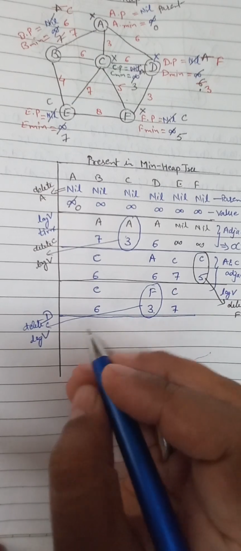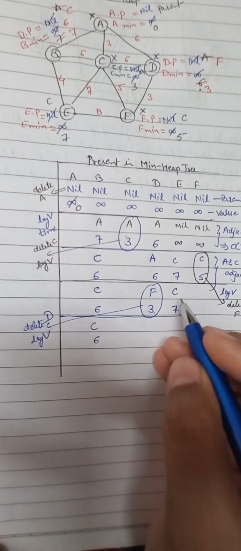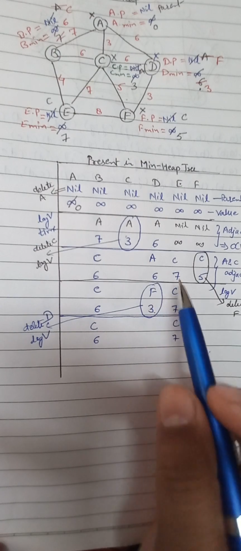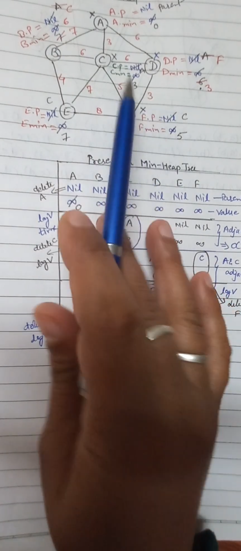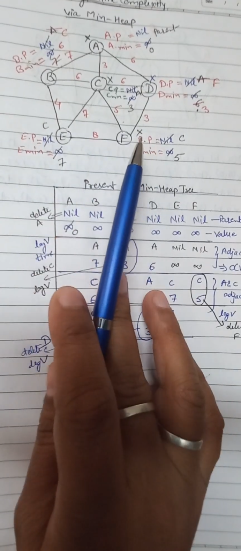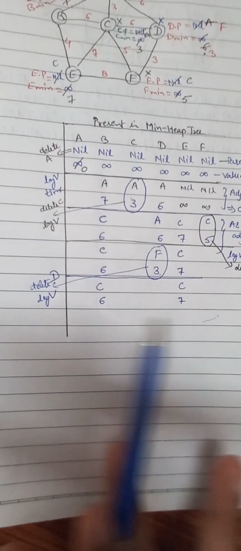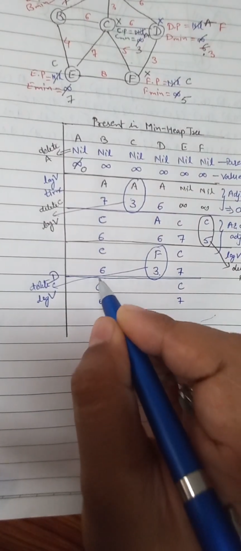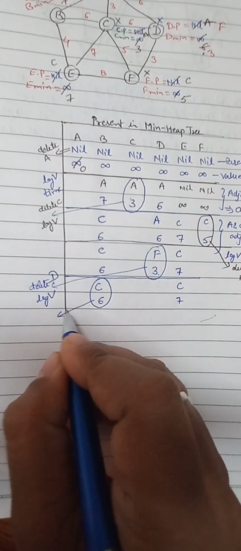So now what is left here? We will write here C6, C7, because nothing has changed. Once we delete D, all adjacent nodes are already deleted, so we can't change anything. So now of these two, which is minimum? This one is minimum, so we are going to delete this one.